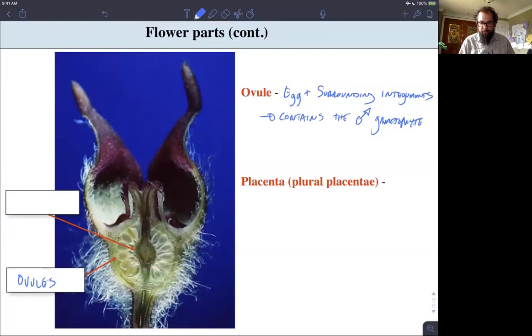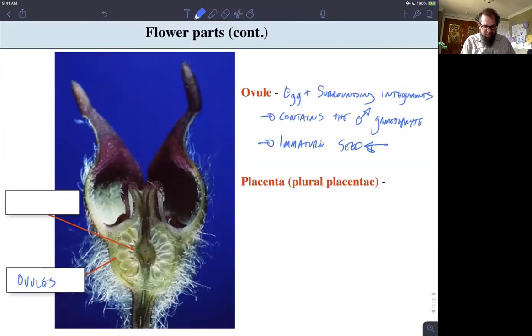So the ovule is the egg and the surrounding integuments, and it is basically an immature seed. Before the egg is fertilized, we call it an ovule. After fertilization occurs, then we call this a seed. So the ovule is an immature seed.